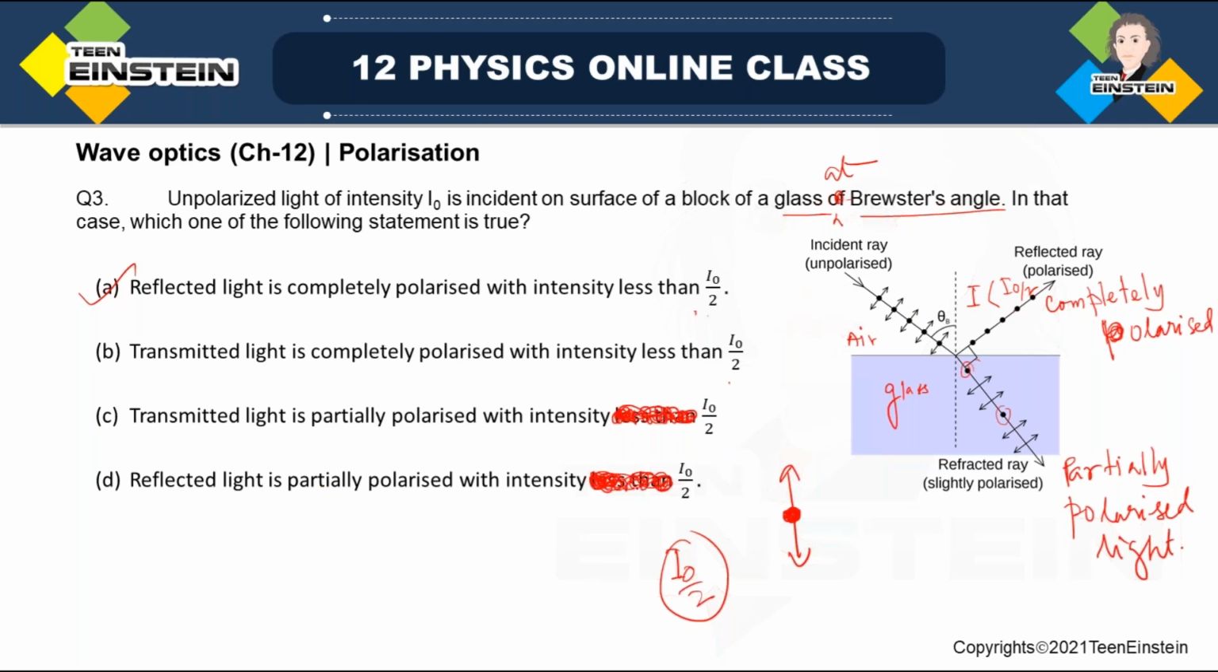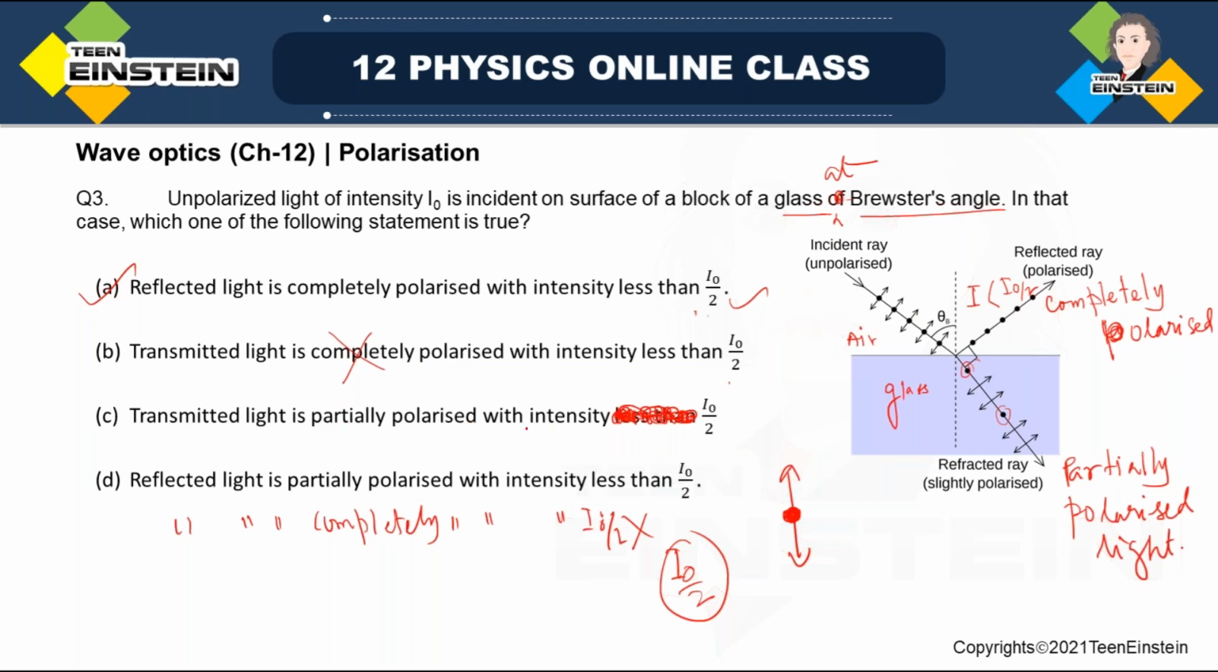I am sorry, this option may be all right because it is said partially polarized. If I write this as completely polarized also, completely polarized with intensity I0 by 2, this is also not correct. Only this is correct: light which is reflected is completely polarized with intensity less than this. Now the transmitted light completely polarized? It is not completely polarized. This is partially polarized. So this is not correct.